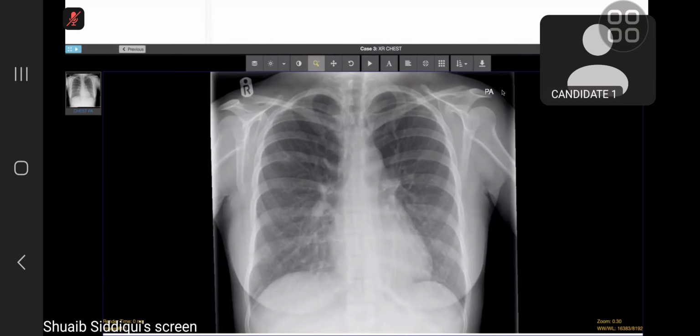Chest X-ray in a young gentleman, 25 years old, comes in with a sore throat and fever. So this is the frontal chest radiograph of a skeletally mature patient. Trying to look at all these things systematically. I'm trying to look at both the lung parenchyma initially. Both the lung parenchyma appear normal.